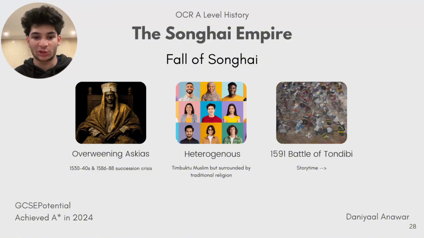The second point is heterogeneous. I hope it's pronounced like that. The general idea of heterogeneous is a very wide range of people, so a diverse range of people. The issue with diversity in the Songhai Empire was the Timbuktu area was very Muslim, and most of the Songhai administration were Muslim, but there were some regions where traditional religion was still being practiced. So traditional African religious practices sort of conflicted in some of their beliefs, and as a result, different groups of people started to dislike each other.